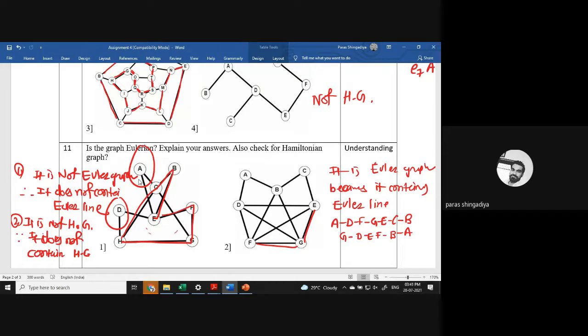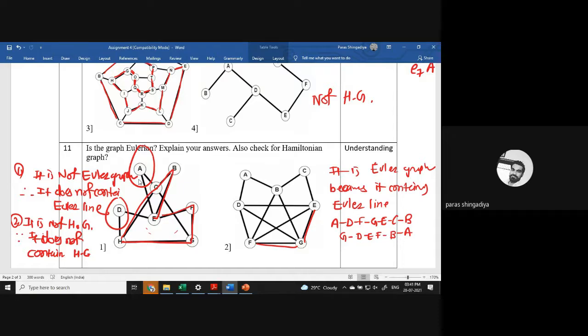So here, just move on the boundaries, के सभी vertex connected हैं। So just start with A to D, D to F, F to G, G to E, E to C, B and A. That is the Hamiltonian graph.